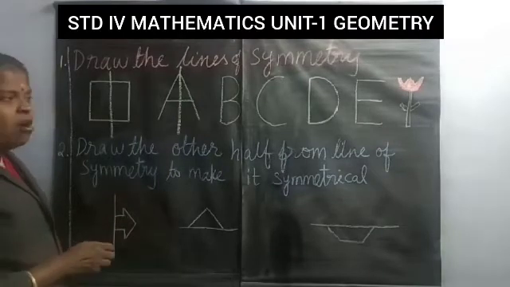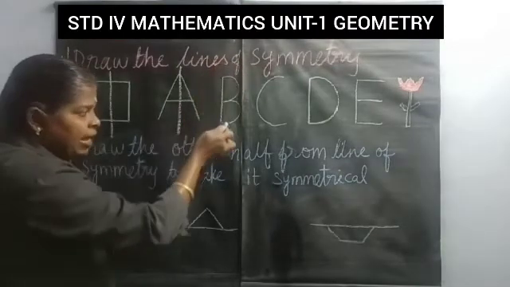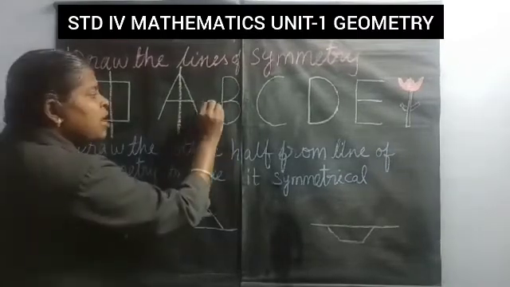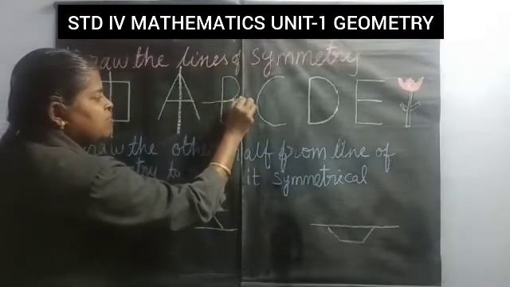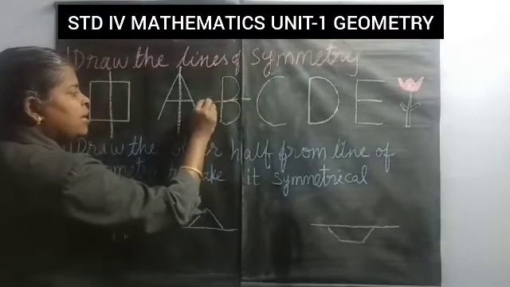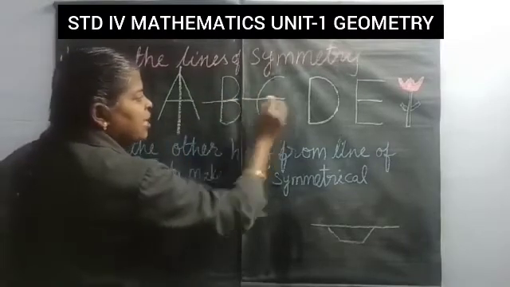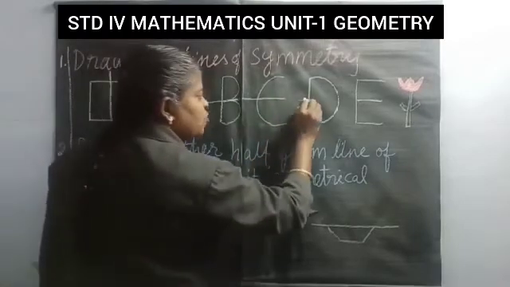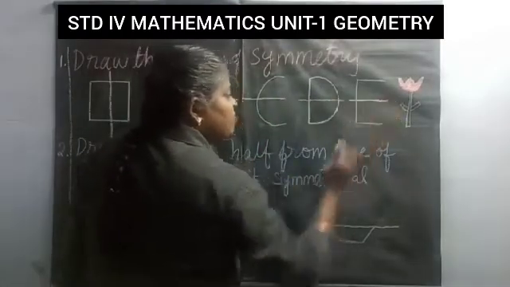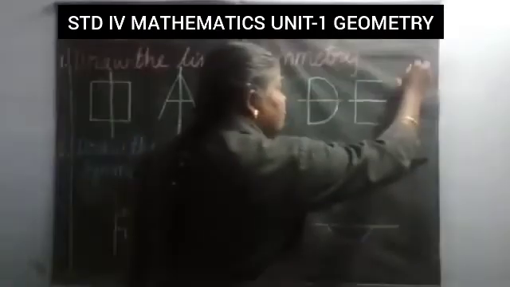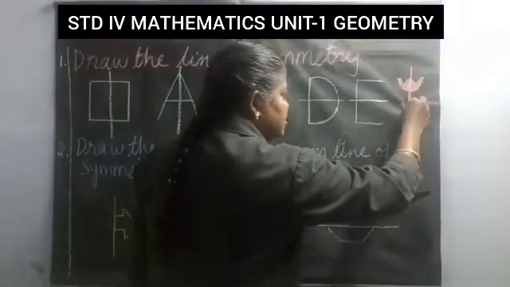So next, B alphabet, we can't draw the line vertically. So we have to draw the horizontal line of symmetry. In C also the same way, horizontal line of symmetry. D also. E also. In flower, we have to draw the vertical line of symmetry.